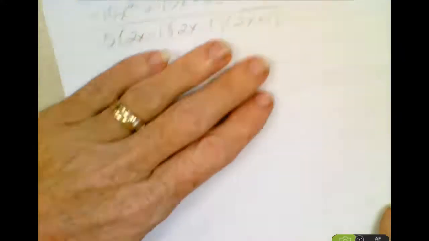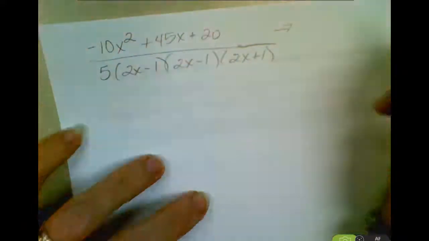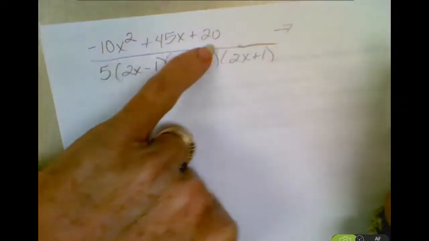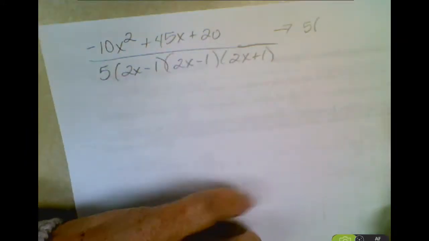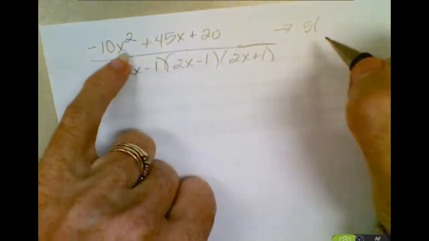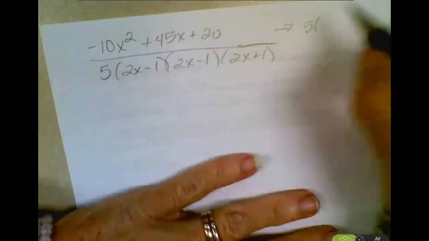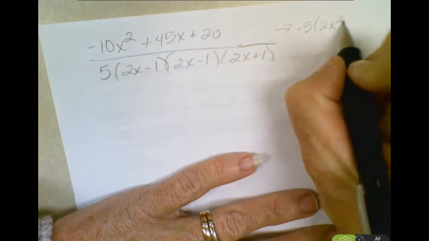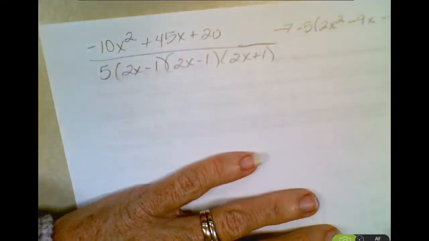So this bottom part we're just going to ignore for a minute. The denominator's not helping us right now. So I'm going to try and simplify this out. I know I can definitely take a 5 out of everything. Those are all multiples of 5. So I get 5 times, and I'm actually going to take out a negative 5. I usually like to make sure that the leading coefficient is positive. So I'm going to take out a negative 5. So I would get 2x squared minus 9x minus 4.